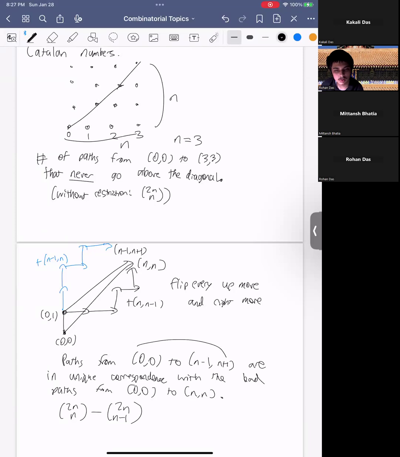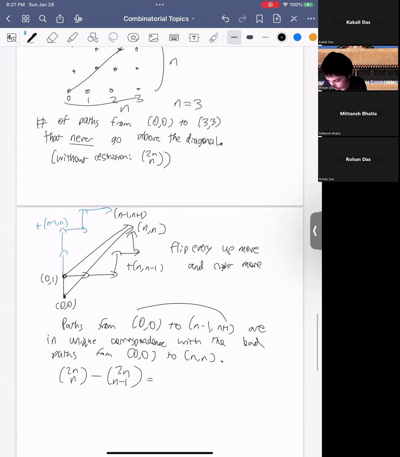And this is for a similar reason. We have n minus 1 rights and n plus 1 ups. And there are 2n choose n minus 1 ways to arrange these. And if you expand this, I'm not going to do the expansion, but it reduces to 1 over n plus 1 times 2n choose n.